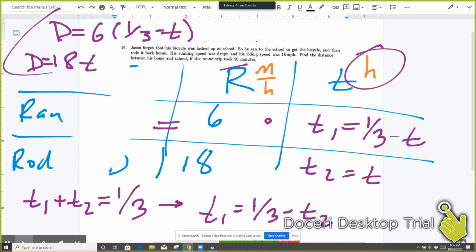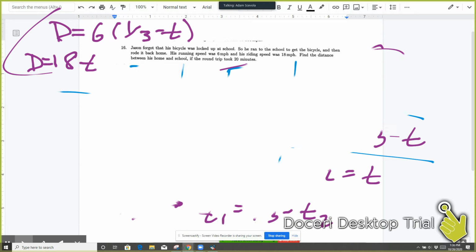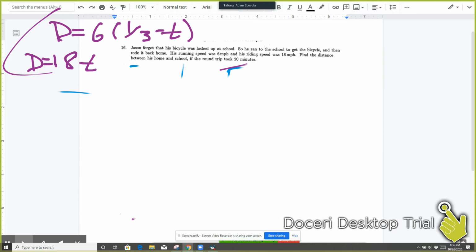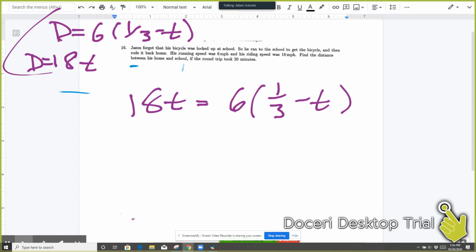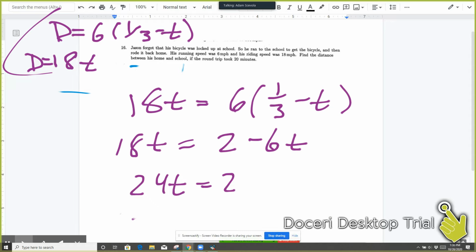At this point, you could just substitute in 18t, and we get 18t is equal to 6 times 1/3 minus t. Distribute, so we get 2 minus 6t is equal to 18t. 24t is equal to 2. And then divide both sides by 24. 2 over 24 is 1/12.